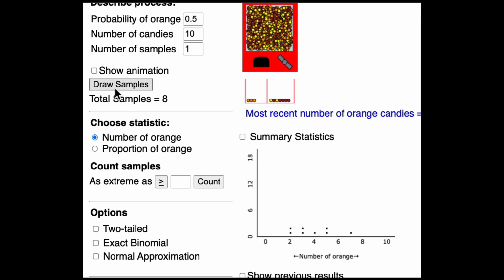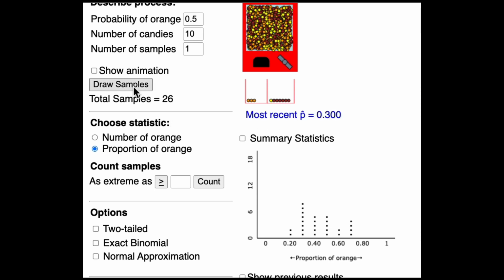I'll shut off the animations so I can go faster, and I can just keep drawing candy, right? And so you might think like, whoa, look at ours. Not just the number, we were getting 3s and you change this to proportions. We're getting 30% when it's supposed to be 50%. So this is skewed, right? This is skewed right. All the data is to the left, and then my tail over here is to the right. There's not much over here to the right. So let's keep drawing. Oh man, this thing is not pulling out my orange candies.